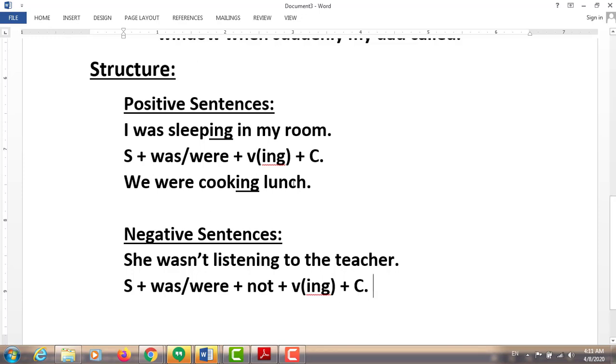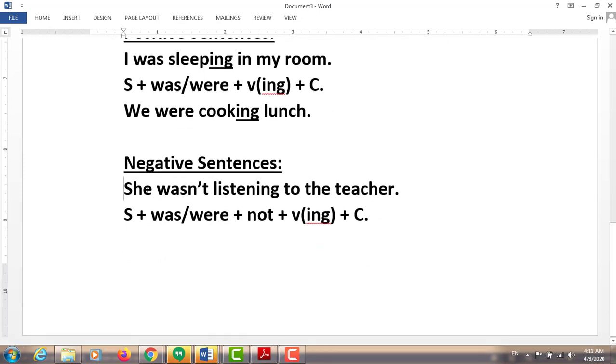Easy. So look at this one. She is our subject, and then you have was, were, and then you have not. What is the negative form? I mean, short form of was, wasn't, is, was not, because it's usually a narrative tense. Okay.